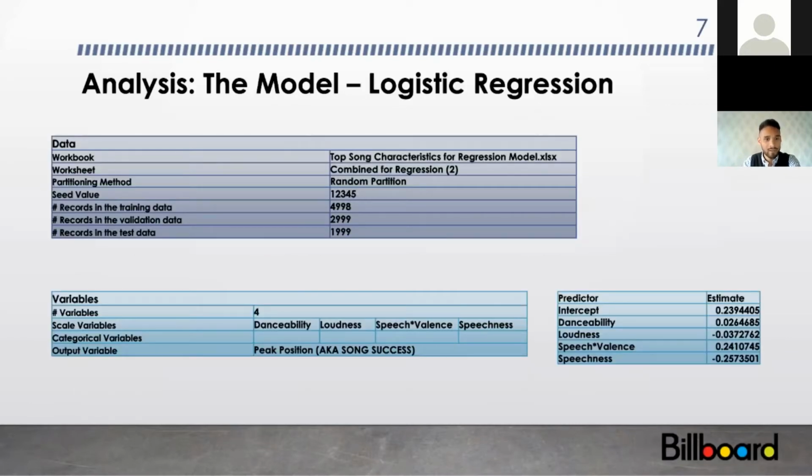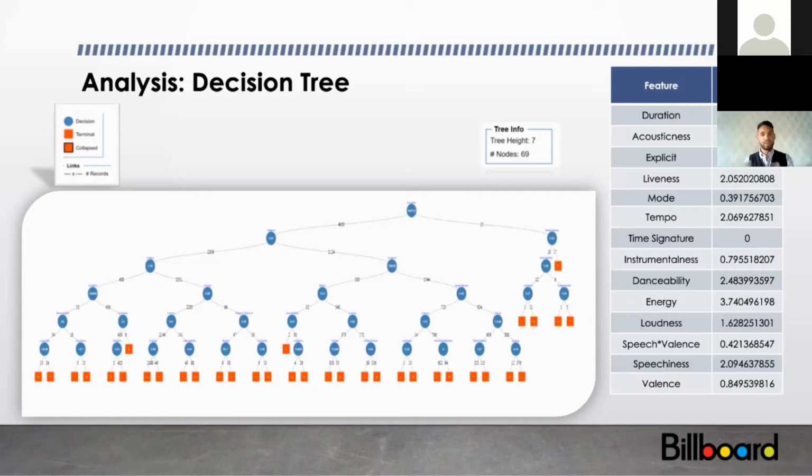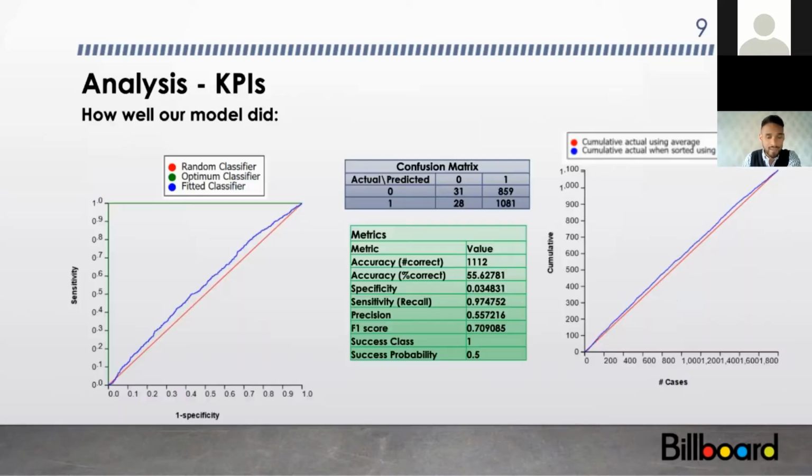And here are the tables associated with our regression model. The decision tree is further breaking down, clustering songs or attributes of those songs that are most present in Billboard's Hot 100. Our KPIs. And this was a little disappointing within my project, because I expected something.